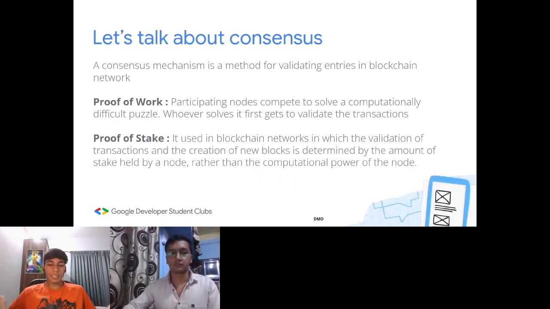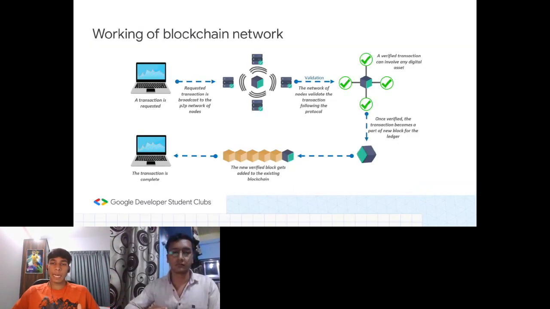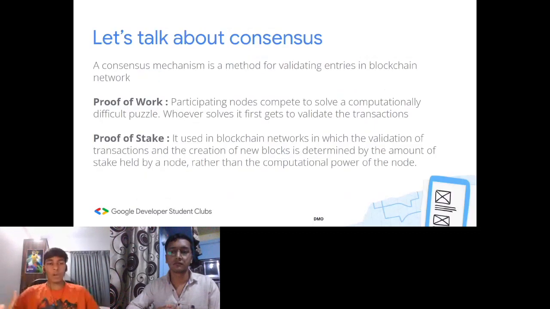So let us talk about consensus. In the previous slide, I talked about the process of validation. There is not really a person sitting to validate the nodes, but there is an algorithm embedded into the blockchain network whenever it is created for the first time, and it has a consensus mechanism. Let us look at the definition of what a consensus is. A consensus mechanism is a method for validating the entries in a blockchain network.